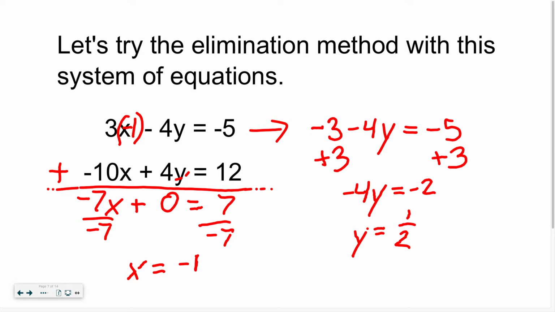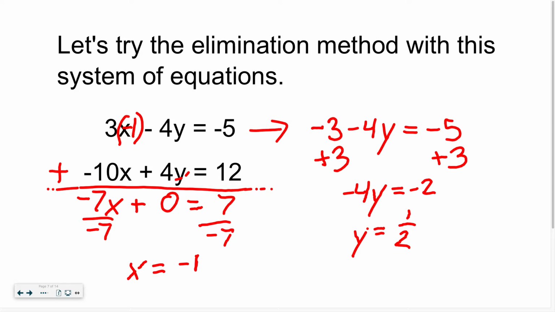So why did elimination work here? What happened when we combined our two equations? One of the variables had the opposite coefficient, so they cancel out. Good, so one of the variables in this scenario, the y variable, had opposite coefficients, a 4 and a -4. So we eliminated the y variable.